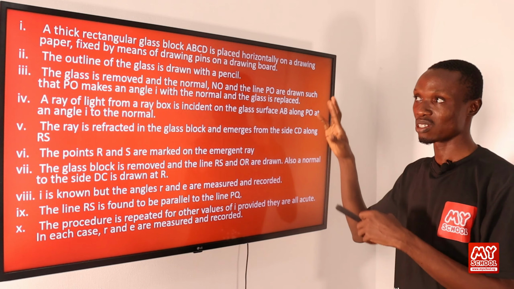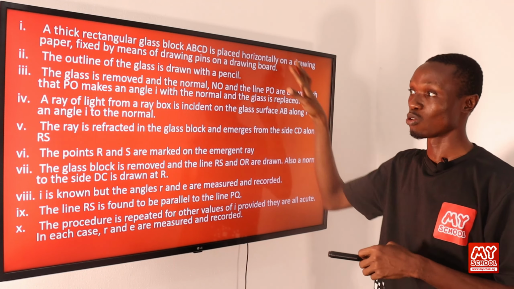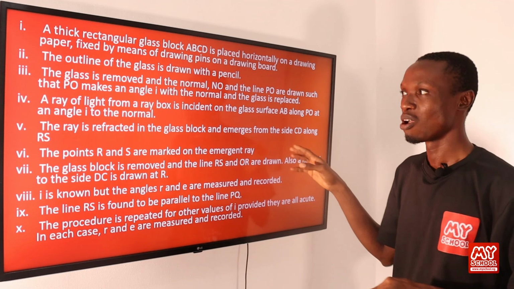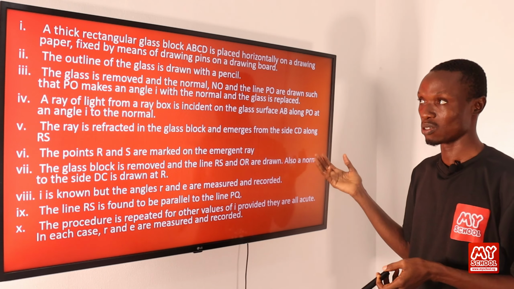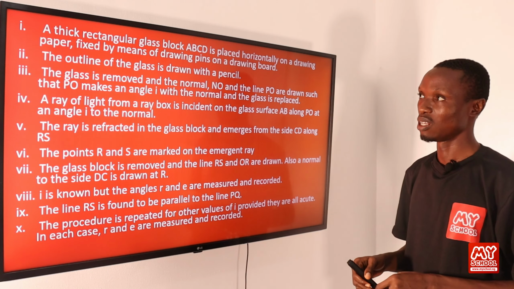Okay, so this is just a simple illustration of what happens in that diagram, more or less like trying to illustrate the glass prism experiment. Okay, so let's move to the next slide.